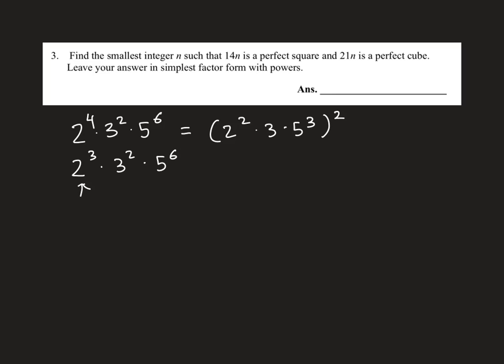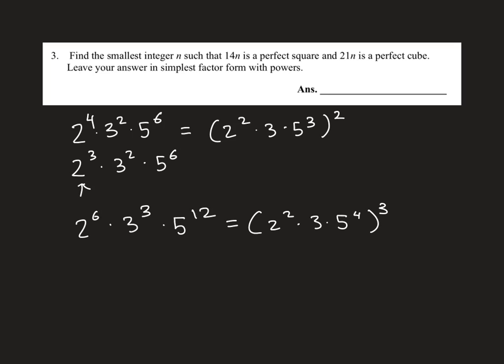And similarly, for a number to be a perfect cube, all its exponents have to be divisible by 3. So 2 to the 6th times 3 cubed times 5 to the 12th, for example, is a perfect cube because you can write it as (2 squared times 3 times 5 to the 4th) cubed. So how does this help us?